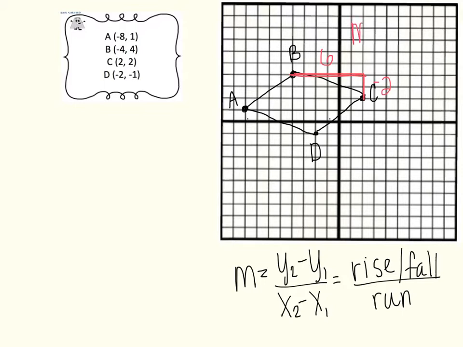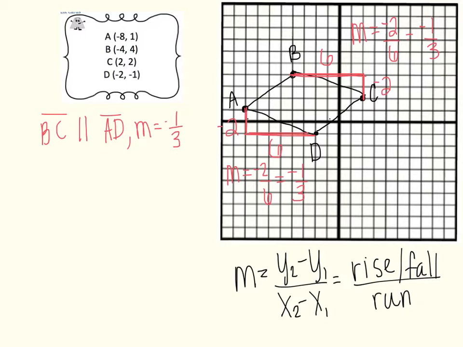That gives me a slope of fall over run, and it's fall because I went down, and that reduces down to a negative 1/3. Let's look at AD. With AD I see that I fall 2 and I run 6. So that gives me a slope of negative 2 over 6, which turns into negative 1/3. So I have proven that BC is parallel to AD. And the reason I know that it's parallel is because they have a slope of negative 1/3.